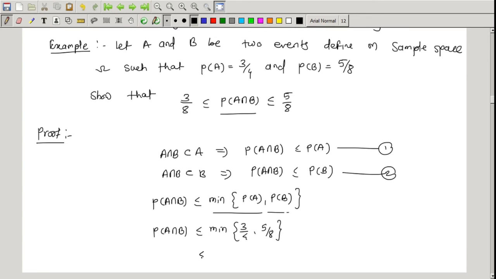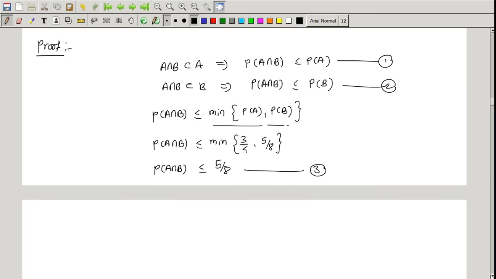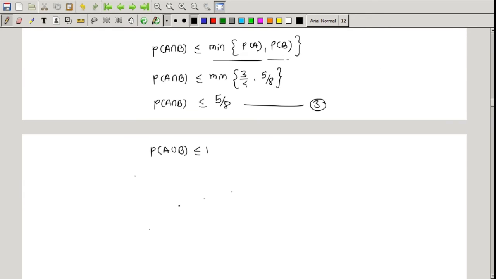So minimum value is 5 by 8. So half part is completed. This is my equation number 3. Then we know the probability of A union B is always less than or equal to 1.